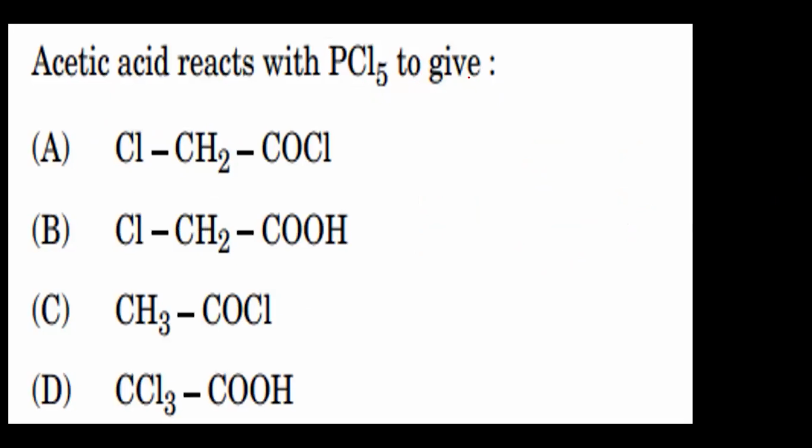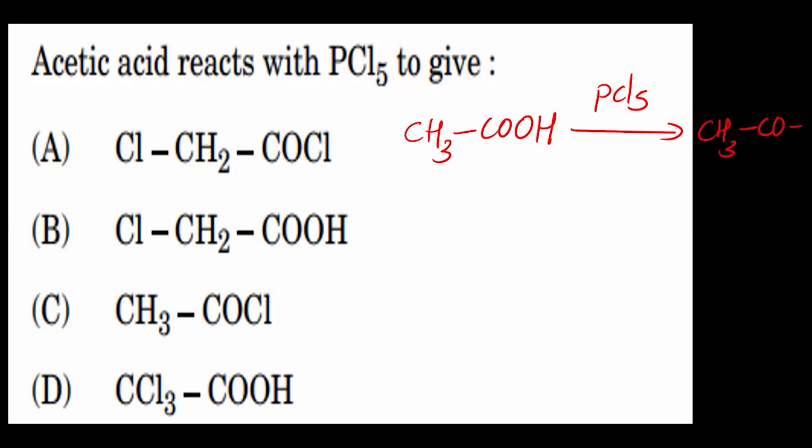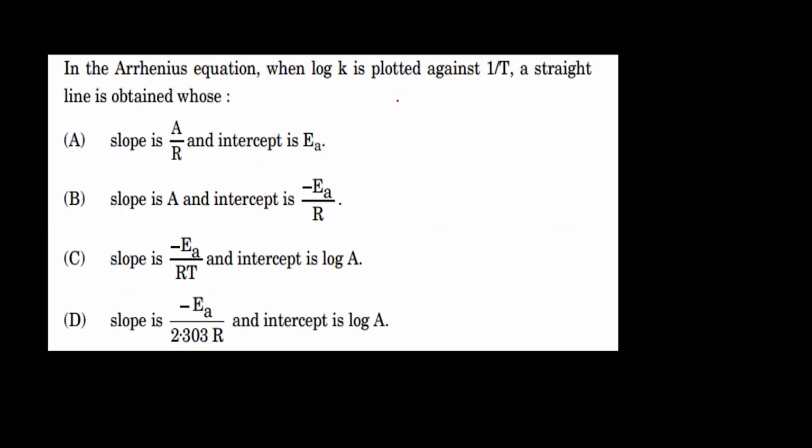Next, acetic acid reacts with PCl5. Very simple question. CH3COOH, acid, reacts with PCl5. What is the product? CH3COCl, acid chloride.